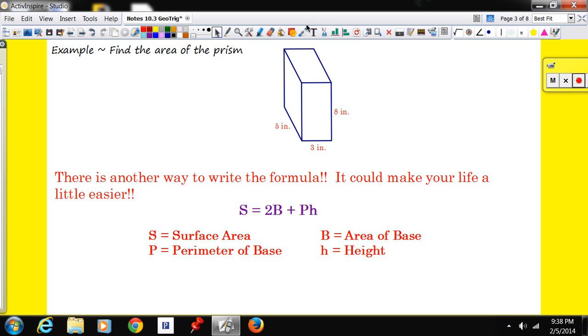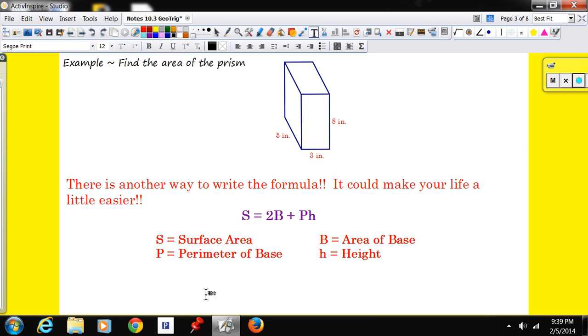So we would want to solve this right here. So let's see what we would get. We would have 2 times the area of the base. So let's make our base the front and the back, 3 times 8. So it's going to be S equals 2 times the area of the base, which is going to be 8 times 3, plus the perimeter of the base. The base would be 3 plus 8 is 11, plus another 3 and 8 is another 11. 11 plus 11 is going to be 22, which is the perimeter of the base, times the height, which is 5.